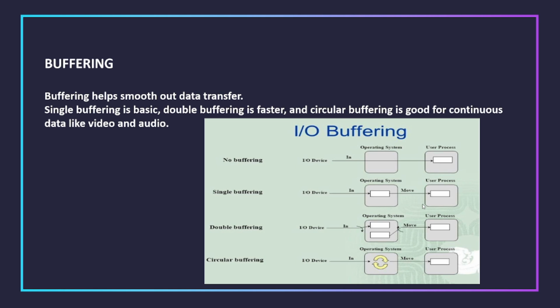Buffering. Buffering helps smooth out data transfer between devices on the system. Single buffering is simple. Double buffering increases speed by preparing the next data block, and circular buffering is ideal for continuous data streams like audio and video.